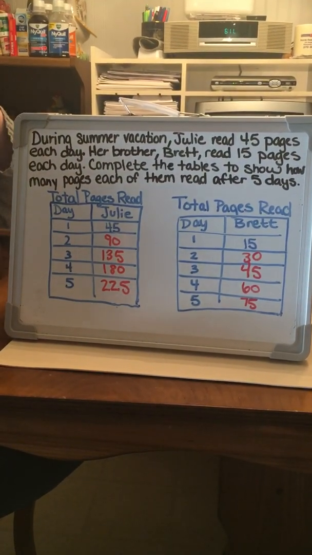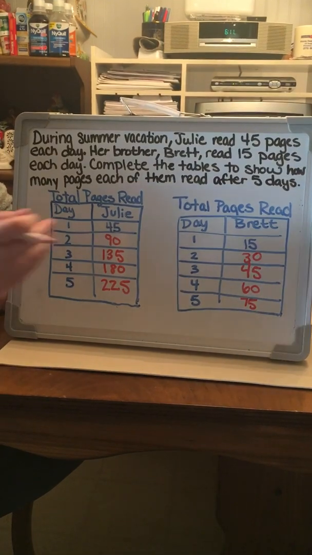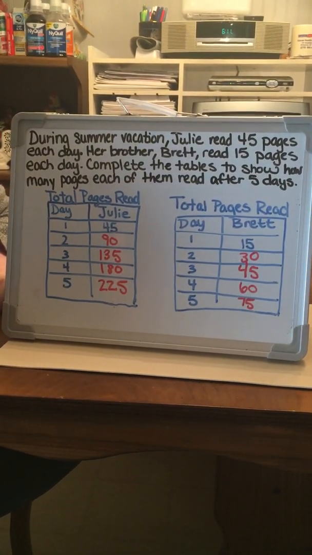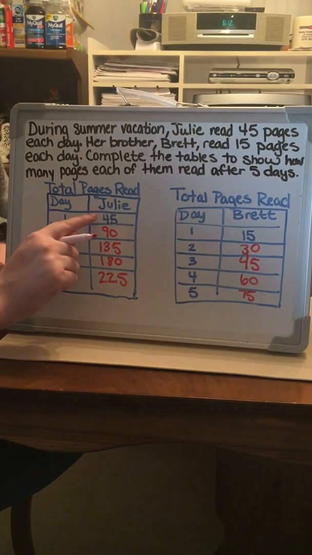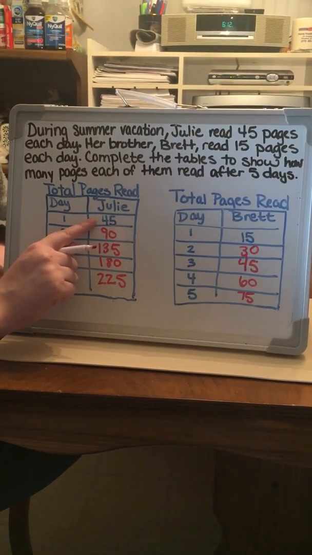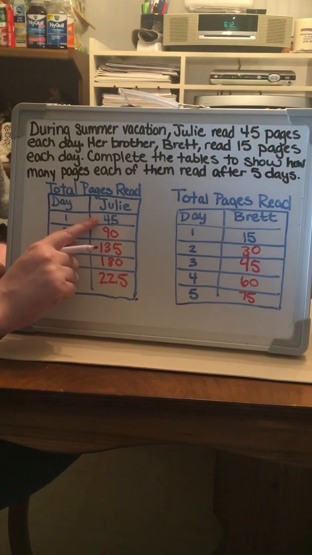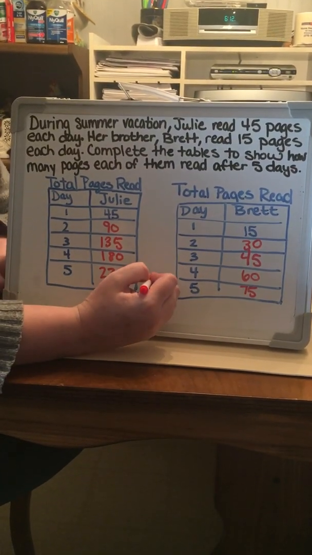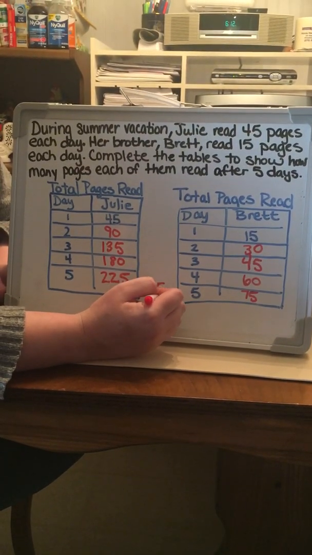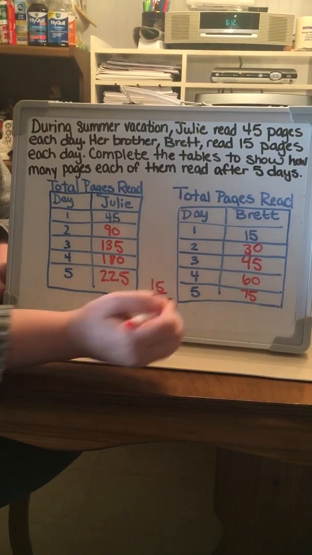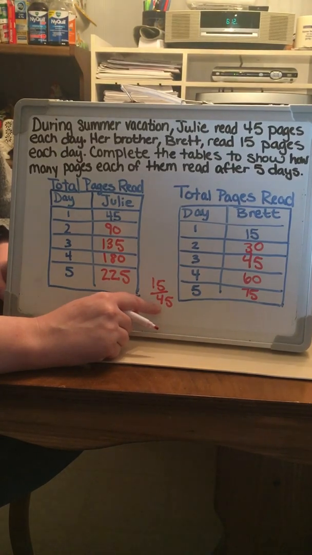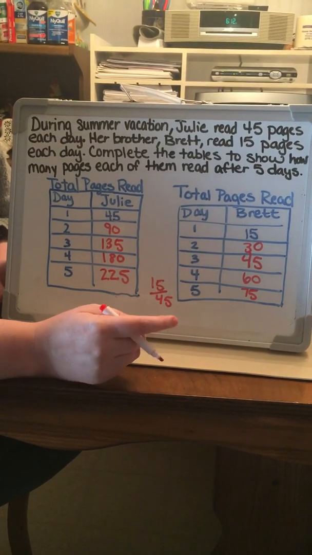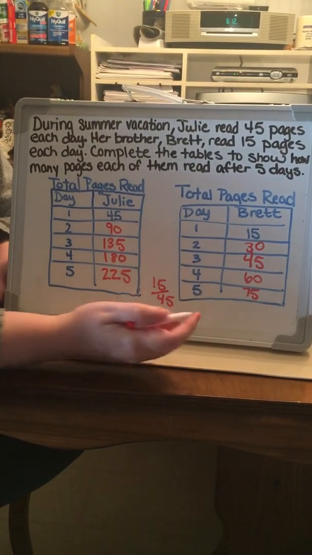Now we want to look for a pattern between Julie's amounts and Brett's amounts. Well, I see that Brett has read 15 pages each day, and I see that Julie has read 45 pages each day. So that's like a comparison almost. We can write it as a fraction, 15 over 45. Brett is 15, Julie is 45, okay? We could reduce that fraction, okay?